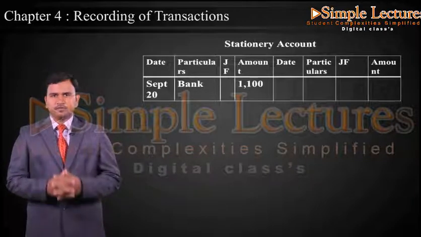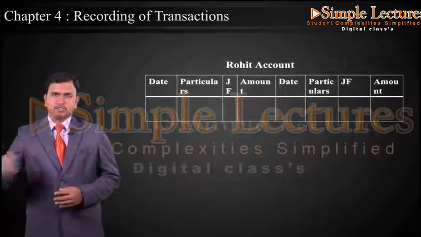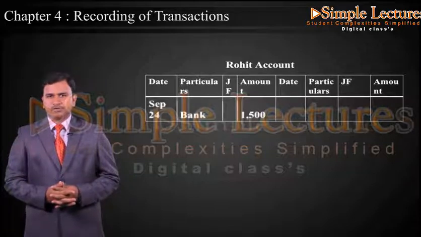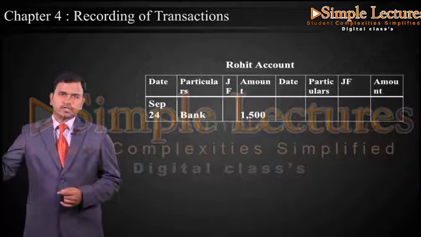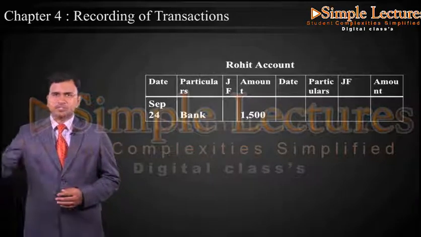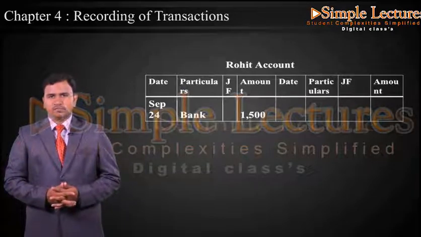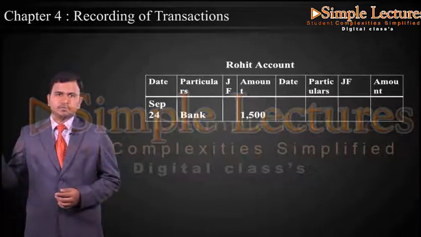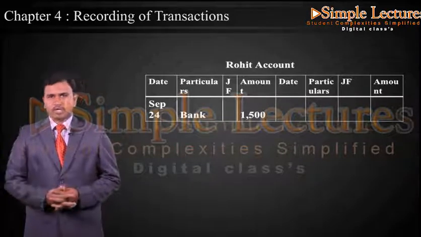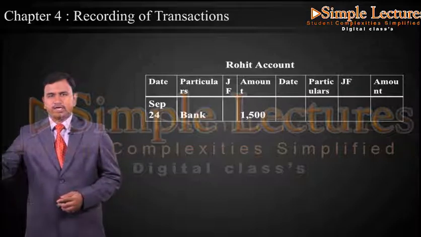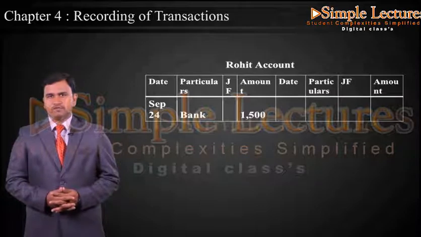So let us take the table first. Table name will be Rohit account and format remains the same. So in the debit side, date September 24th, to bank account 1,500. Since one entry is there, it should be closed. Debit side total 1,500 and the same in the credit side, 1,500. Same total will be in both the sides, and again coming to the credit side, above total by balance carried down 1,500. Again coming to the debit side next to the total, to balance brought down 1,500.